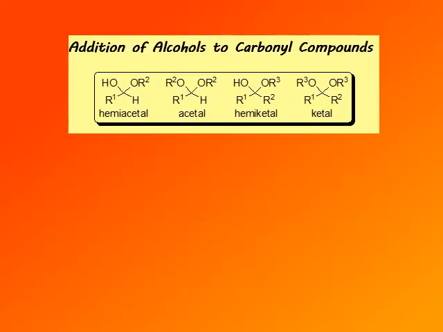Addition of alcohols to carbonyl compounds gives a little bit more diverse compounds. So addition to aldehydes could result either in formation of hemiacetal or acetal, and ketones hemiketal or ketal. Hemi is Greek prefix for half, so hemiacetal would be half acetal. That means one substituent on the carbon is alkoxy group and the other one is hydroxy.